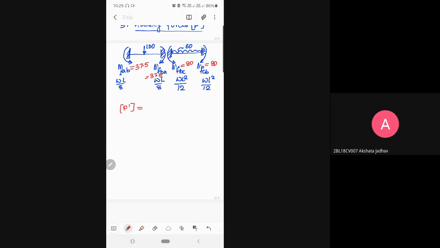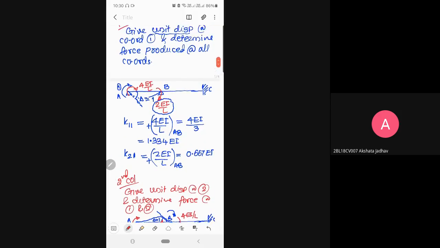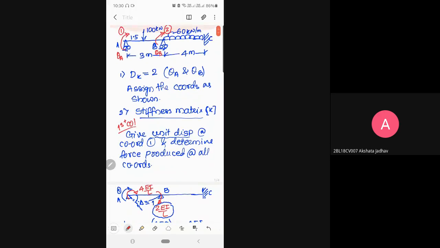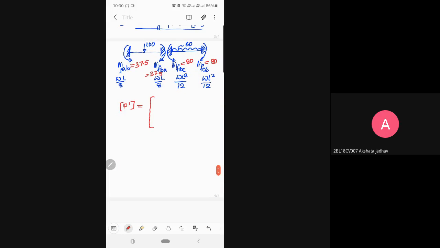This P dash is the force at coordinate number 1 and 2, the fixed end moments, the locking forces at 1 and 2. So where is 1 now? Coordinate number 1 is at A, which is clockwise. Clear?